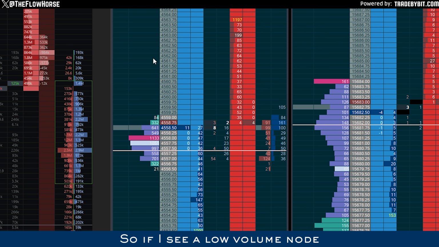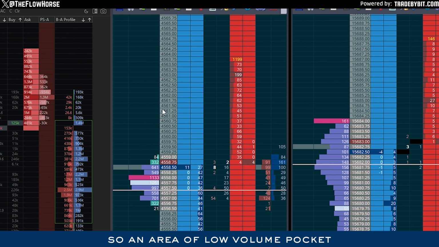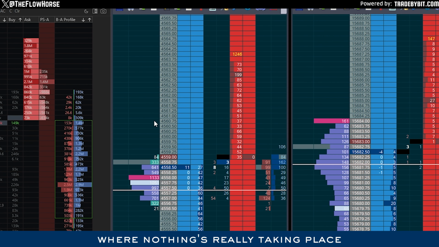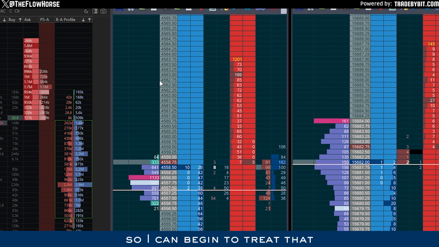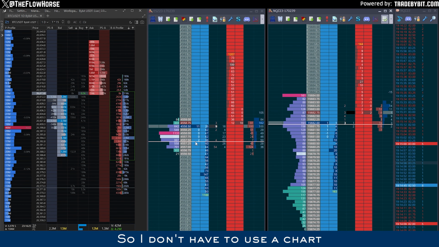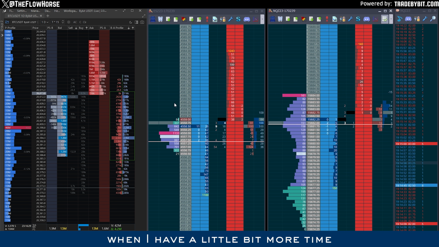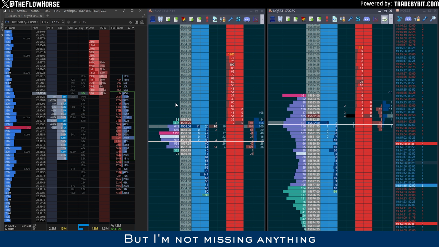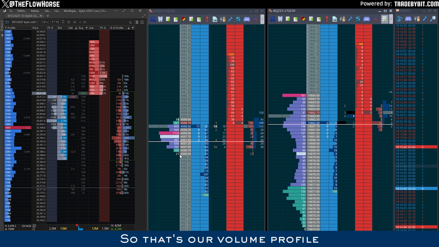So if I see a low volume node, so an area of low volume pocket where nothing's really taking place, and then we start building value up here, I know it's a double distribution. So I can begin to treat that the way I would and trade just based off that profile alone. So I don't have to use a chart. I don't have to use a TPO chart or any of that. I could supplement with it when I have a little bit more time, but I'm not missing anything by just focusing on this. So that's our volume profile.